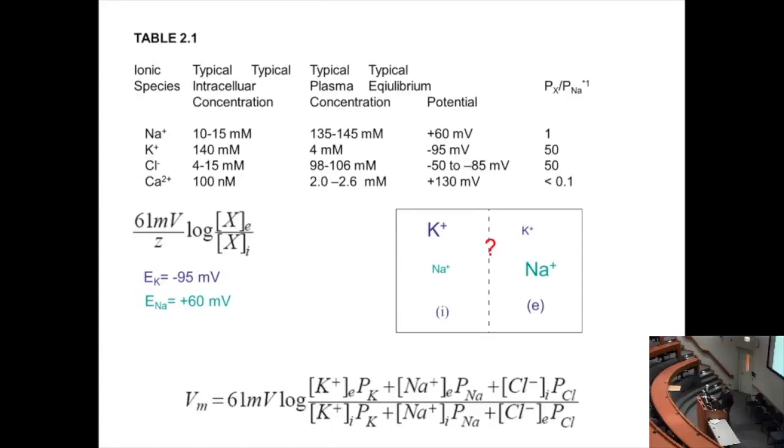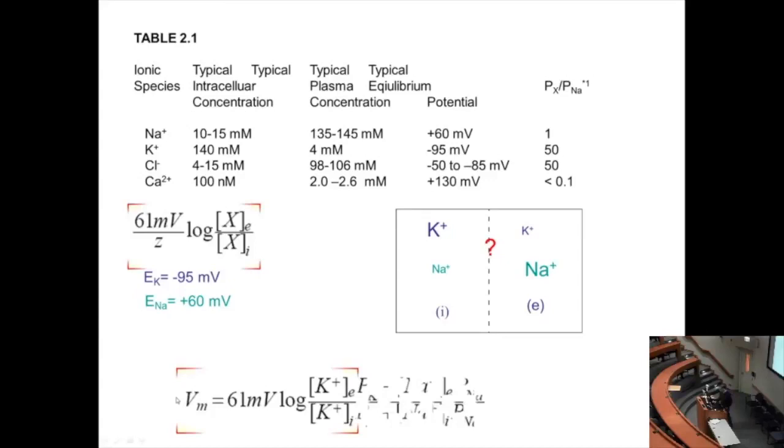This, if you plug in the numbers, will give you an approximation of the resting potential in a given membrane. Let's ignore chloride for the moment. And now we have an equation where we can plug in both potassium and sodium, and with the permeabilities, in this case we'll call it 1, in this case we'll call it 50, you will get a membrane voltage, okay?